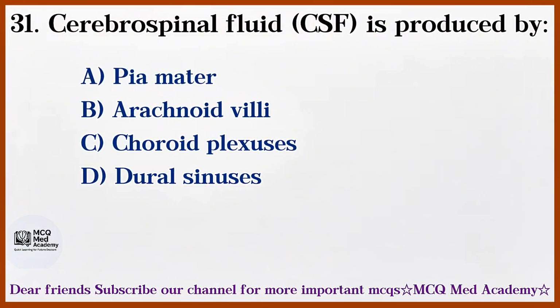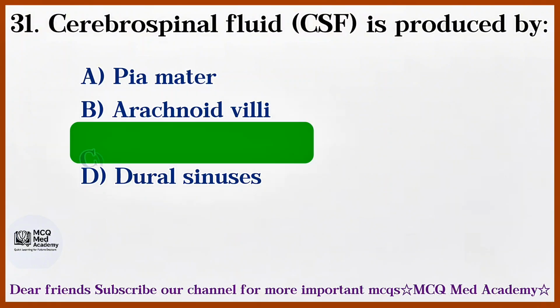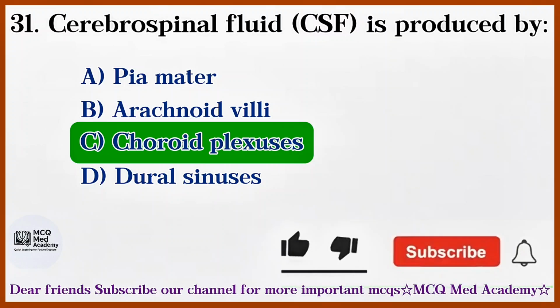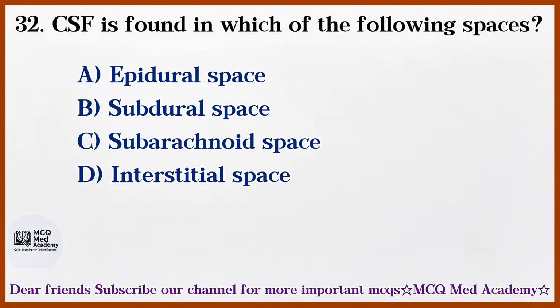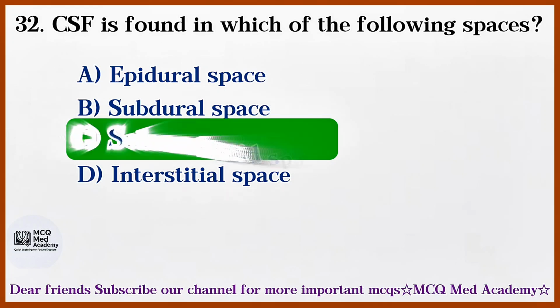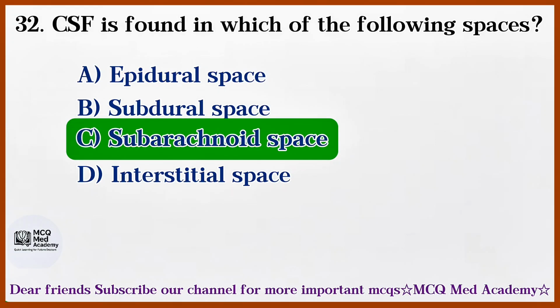31. Cerebrospinal fluid, CSF, is produced by: Correct answer, C. Choroid plexuses. 32. CSF is found in which of the following spaces? Correct answer, C. Subarachnoid space.